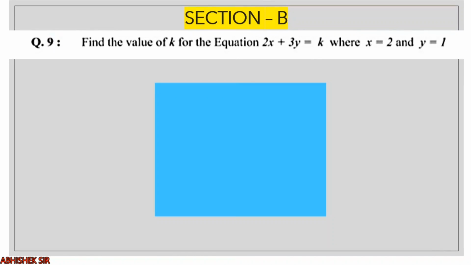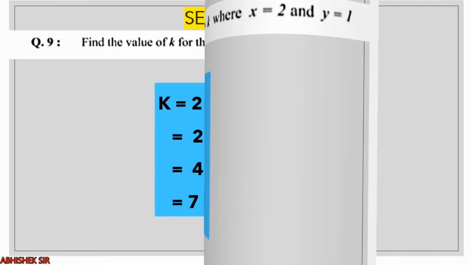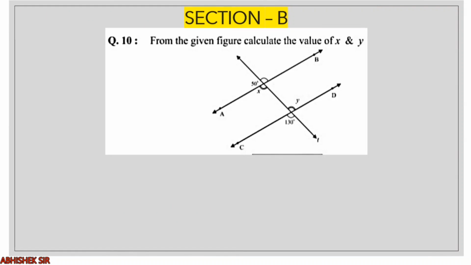Section B, find the value of k for the equation 2x plus 3y equals k, where x and y values are given. So it is again very easy. Just put k equals 2x plus 3y. Put the values of x and y, that is 2 and 1. So 2 into 2 plus 3 into 1. And 2 2s are 4 plus 3 1s are 3. So the final value of k is 7. So this was a very easy question. Moving on to the next one.